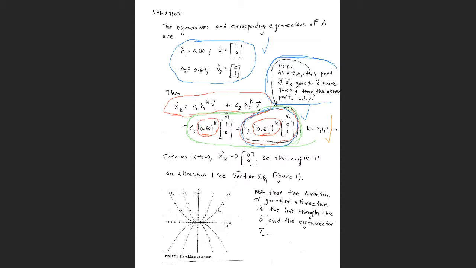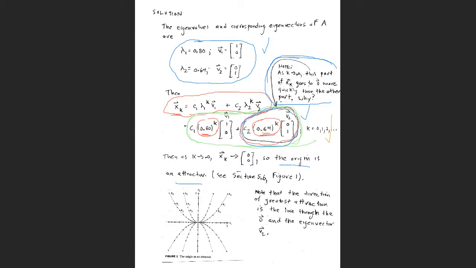Thank you. So, because the trajectory approaches the origin, we call the origin an attractor. And incidentally, if the trajectory were to move away from the origin, we would call the origin a repeller. And then there's even something called a saddle point, which we'll talk about in a moment. But this is an attractor.